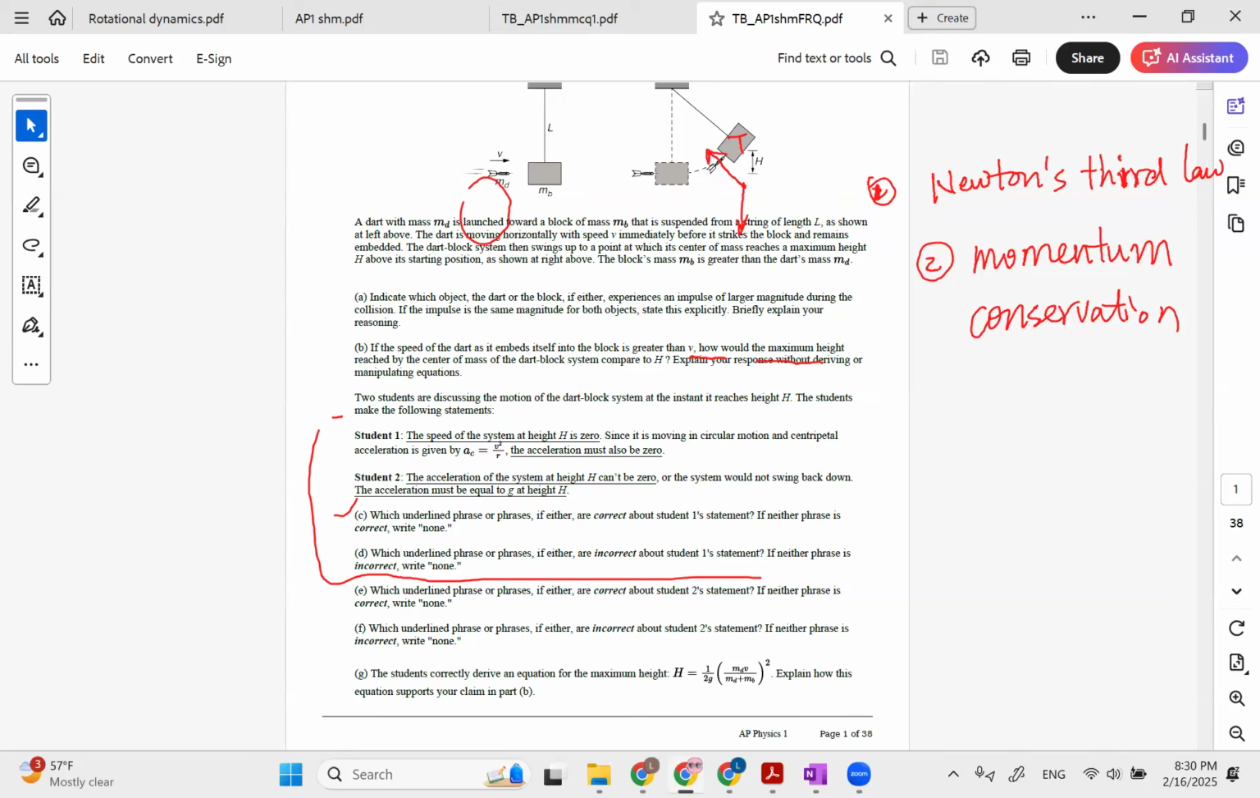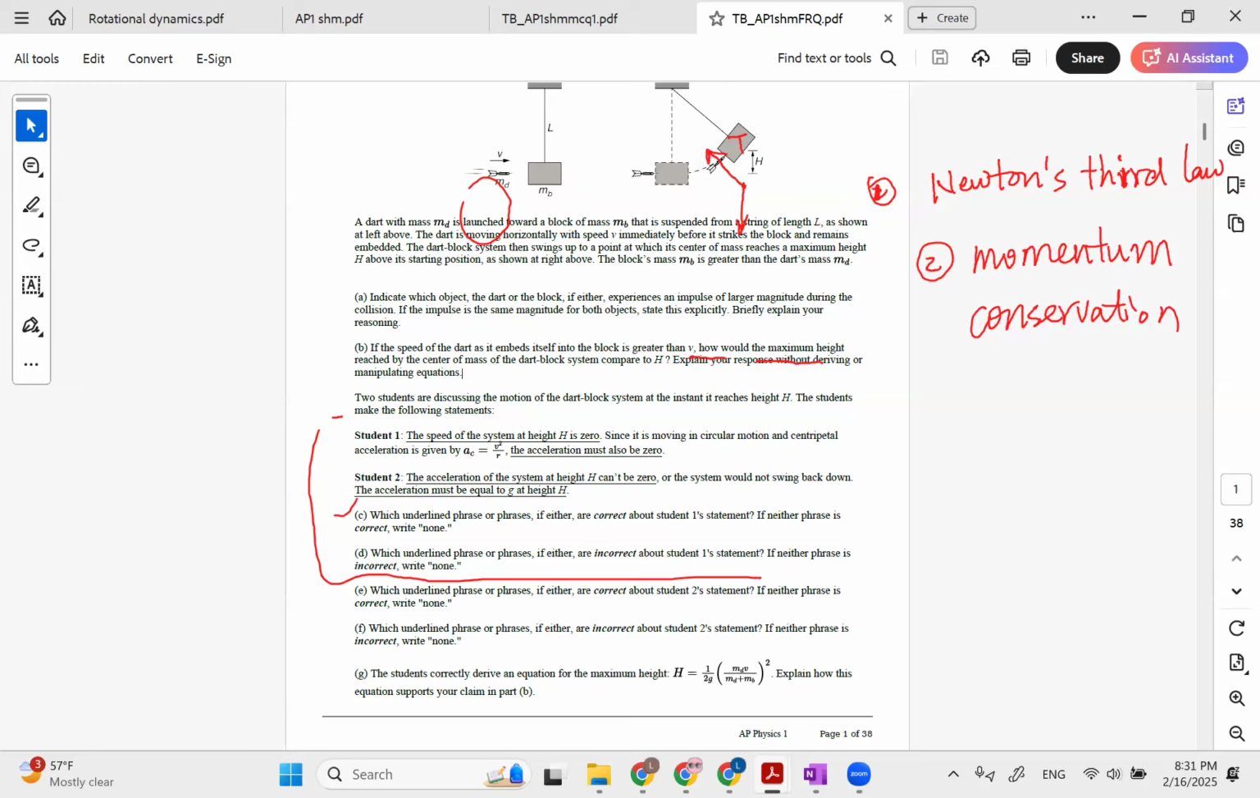I'm not too sure what m_d v over m_d plus m_b is for. Oh, you don't need to worry about if this equation is correct or not. You just need to use this equation related to your claim in Part B. What conclusion did you make? What claim do you have for Part B? It's higher. Yeah, it's higher. So according to the equation, if you increase the v, is h higher? Yeah, then you just answer the question like that.